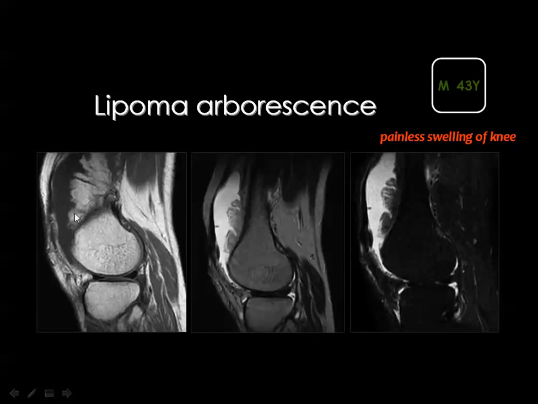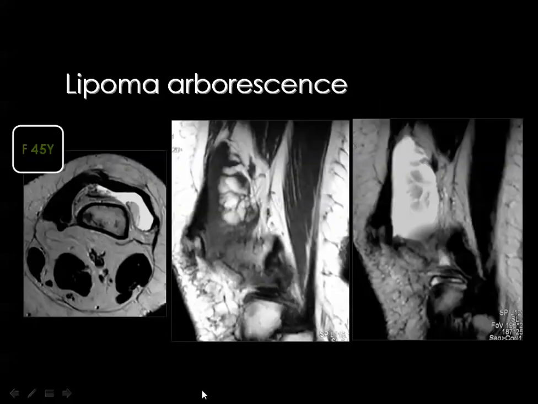feature of the fatty mass, which follows the signal intensity of the subcutaneous fat as well as the bone marrow fat. Also, you see a significant amount of synovial fluid, which will be dark in the T1 and bright in the T2 and the STIR images. Another case of lipoma arborescens, we see the branching feature of the fatty mass within the joint and the signal intensity of the lesion, which simulates that of the fat.